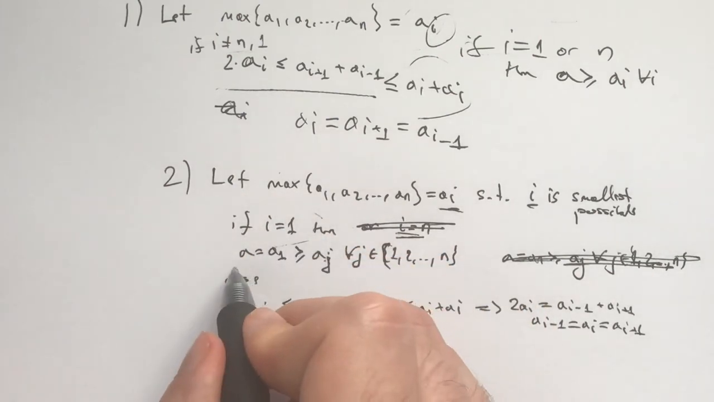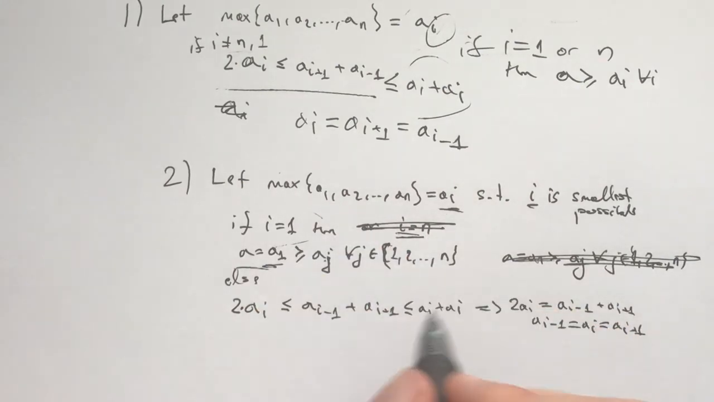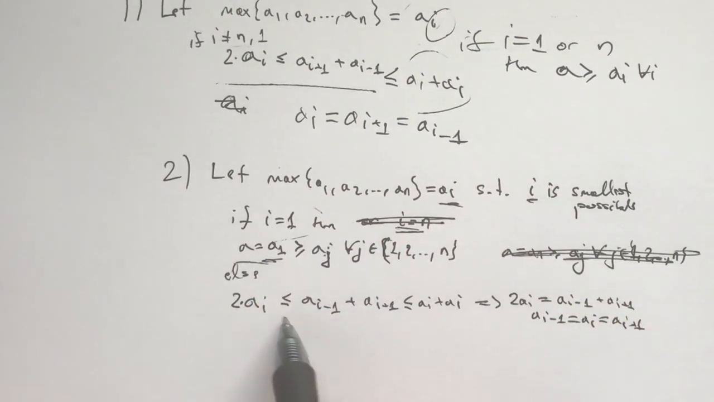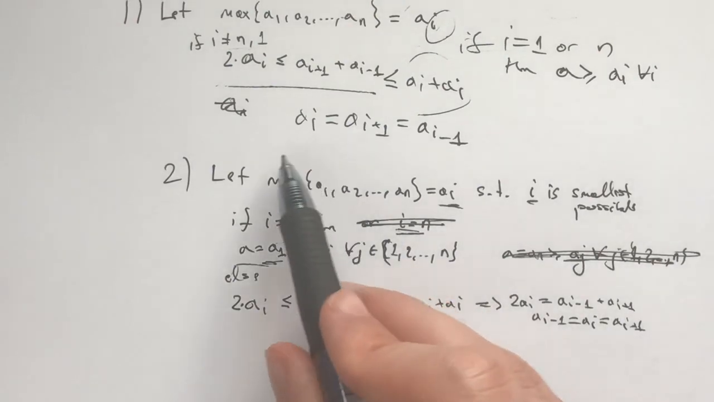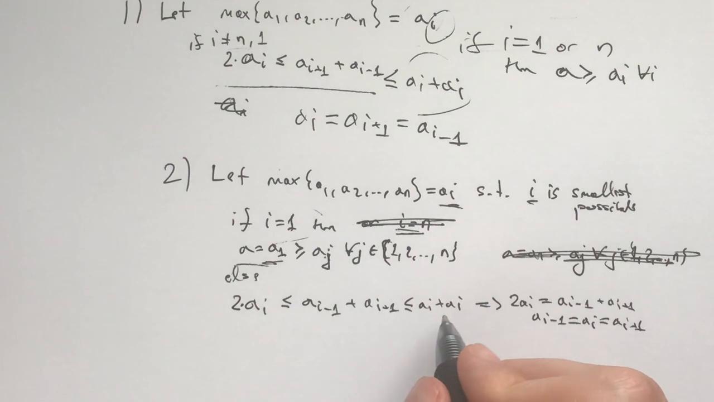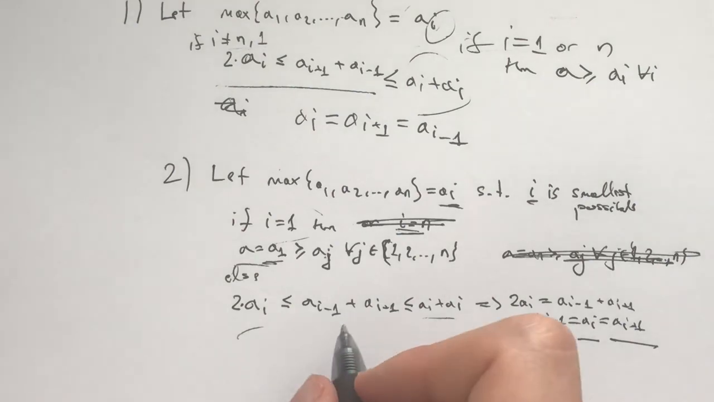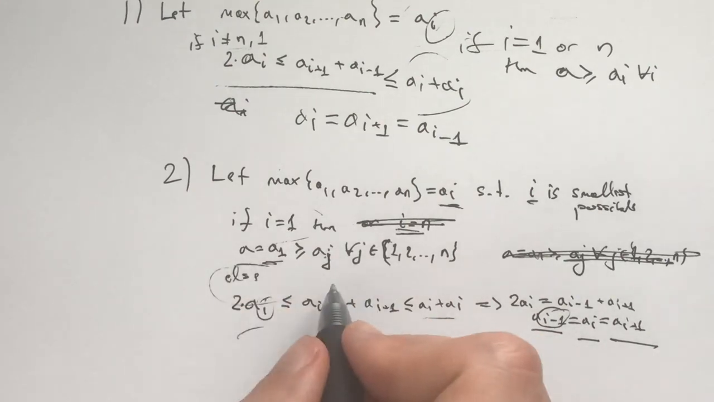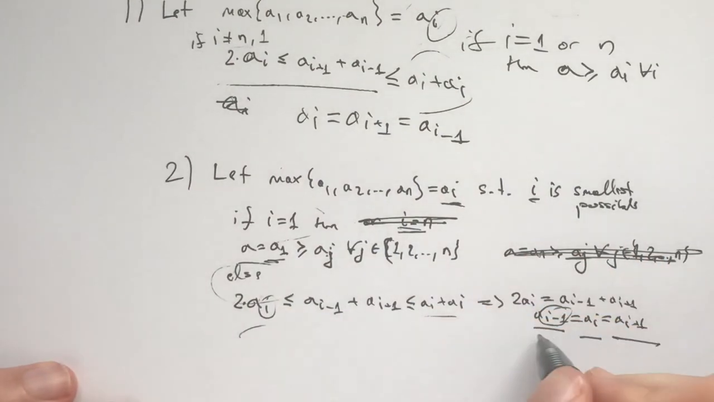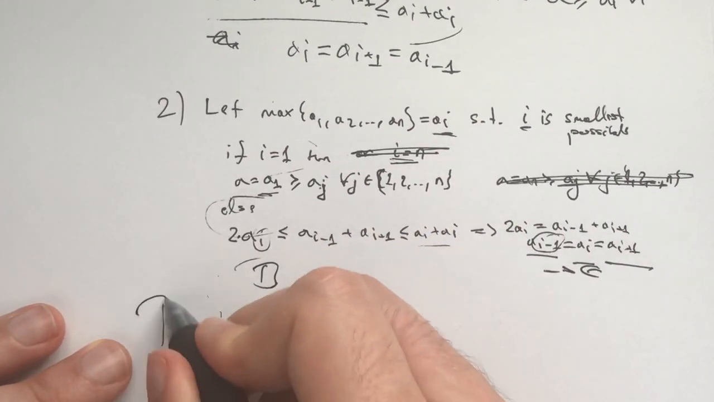So if i is 1, then we have a is equal to a1, which is greater than or equal to aj for every j among these numbers. Else, we have this thing right here, 2 times ai is less than or equal to a(i-1) plus a(i+1), and this is less than or equal to ai plus ai because this is the maximum among these. Now, because we have equality, this implies that a(i-1) is ai, which implies that i-1 is actually the smallest one, which is a contradiction because we took i to be the smallest possible. In either case, this solves the problem and we are done. And as always, thanks for problem solving.